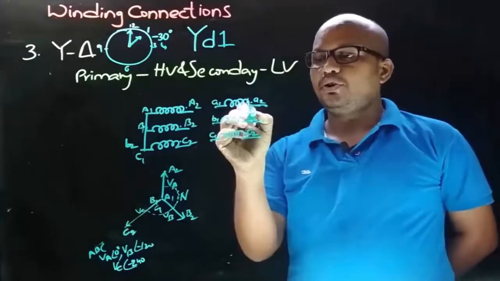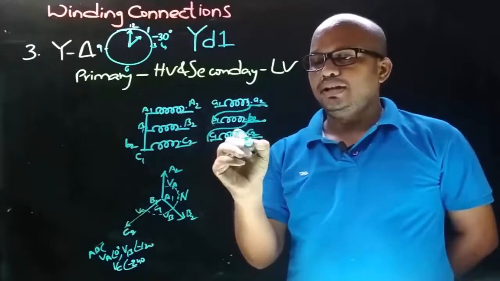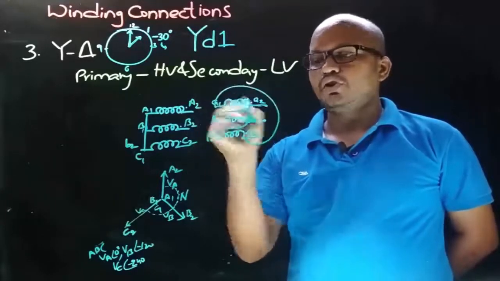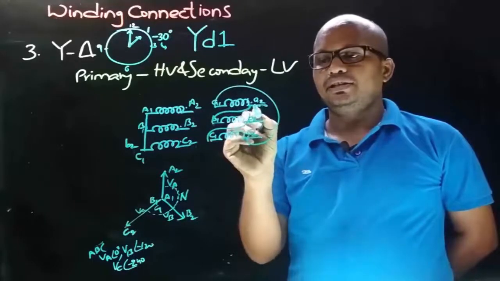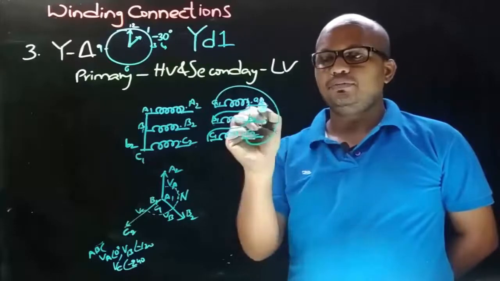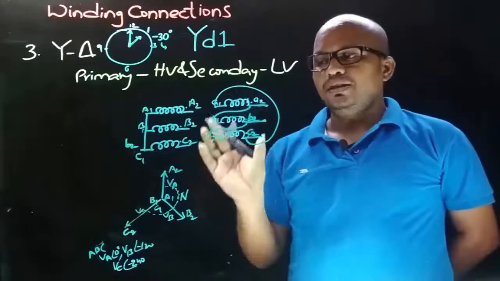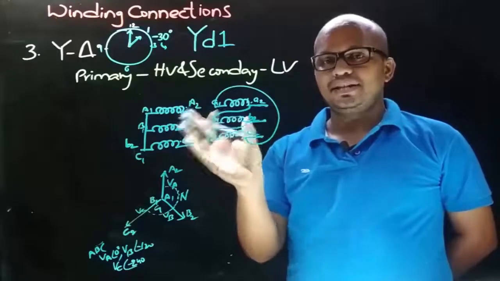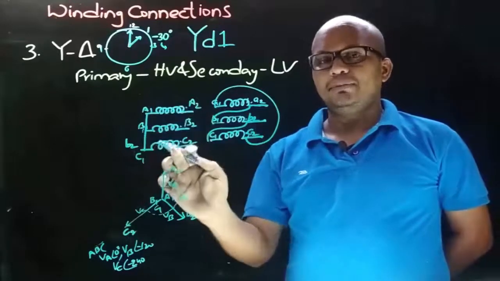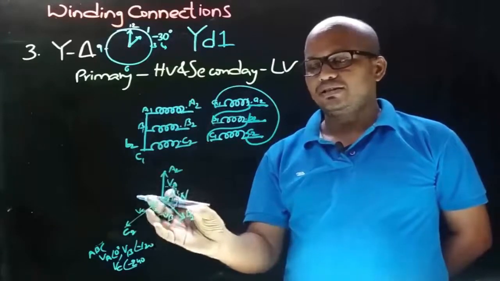So let's join the dot end with non-dot end, dot end with non-dot end, and dot end with non-dot end like this, and take the connections same as in the previous case, that is from the dot ends A2, B2 and C2. Now let's draw the phasor diagram for these connections. As the primary winding connection is the same as in the previous case, the phasor diagram is the same.